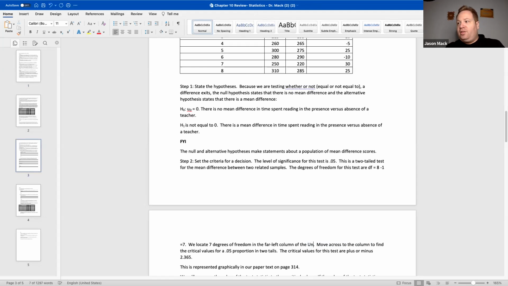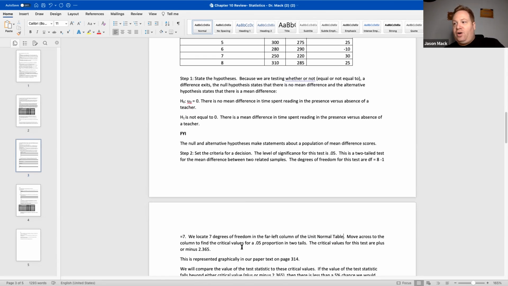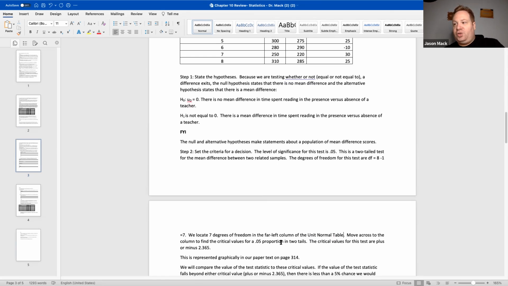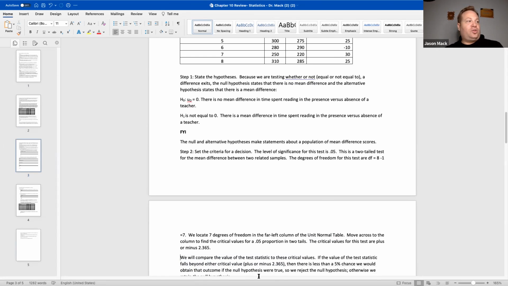posted in the news items. Move across to find the critical value for 0.05 proportion and two tails. The critical values for this test are plus or minus 2.365.